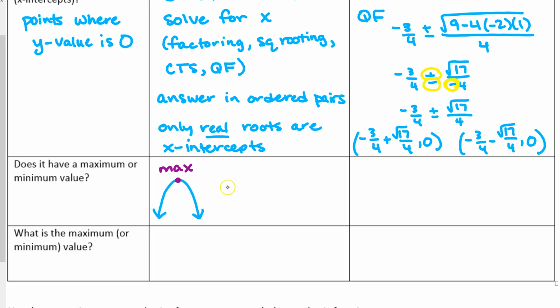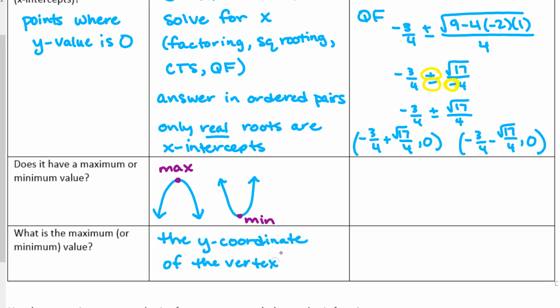If the parabola opens up, then the vertex is a minimum. It's always the y-coordinate. So if we look at the next question, what is the minimum or maximum value? It's going to be the y-coordinate of the vertex. Okay, so for our example, because our parabola opens down, we had a negative leading coefficient, the vertex is a maximum. So this function has a maximum.